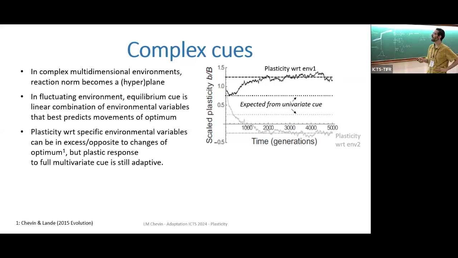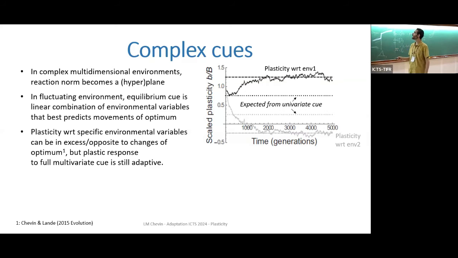Like for instance, plasticity with respect to specific environmental variables can be not just in excess or opposite to changes in the optimum, but they can be different from what you would expect if you just measure this variable, environmental variable 1, let's say it's temperature, and you measure its predictability. You say, oh, this should be the level of plasticity scaled by the slope of the optimum. This should be it. And for the gray, it should be that.